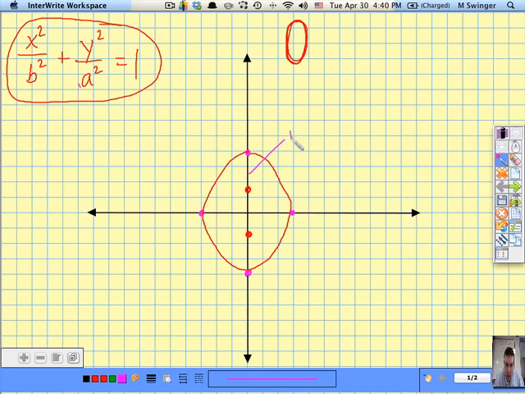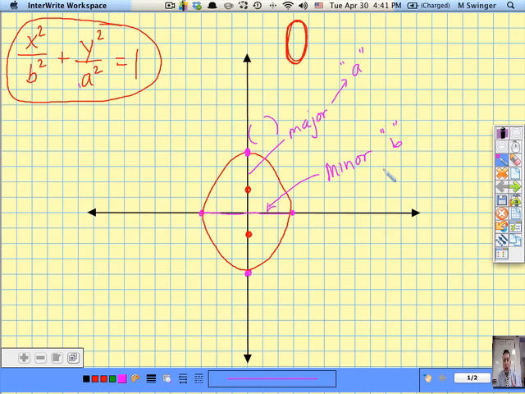this has to be the major, which means the major axis deals with the A value. Whatever number's underneath here, let's say this was 36 and this was 9, I would know A squared is 36 because it's bigger, okay? A always deals with the major axis. B, like here's the minor, from here to here. This always deals with the B value.